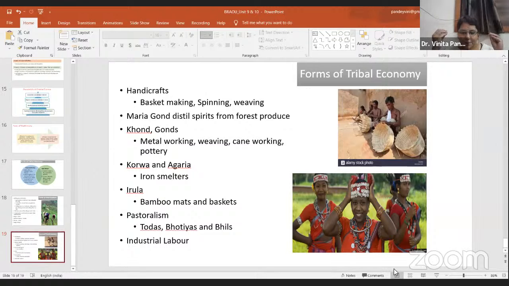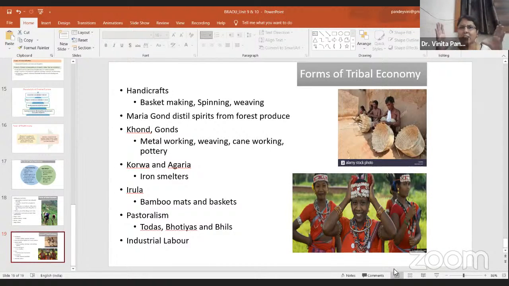And of course, they may not be as important as gold jewelry, but the beauty that is there in their jewelry, it is awesome. And as I told you, todas, gotias, these are pastoral tribal communities. Most of their tribal economy is based on pastoralism.